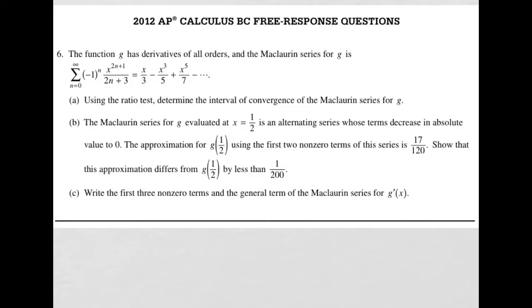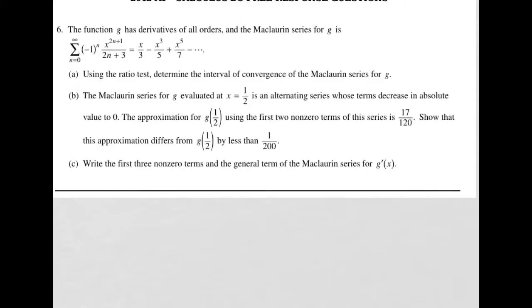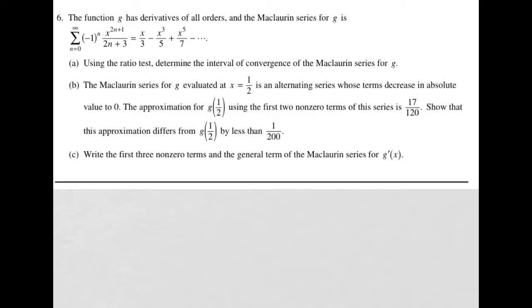So that means we also have to check the endpoints. The interval of convergence means we have to check the endpoints to see if we include them or not. The radius of convergence doesn't require us to check the endpoints. So there we go. I'd use the ratio test.